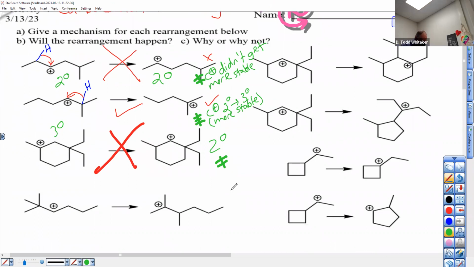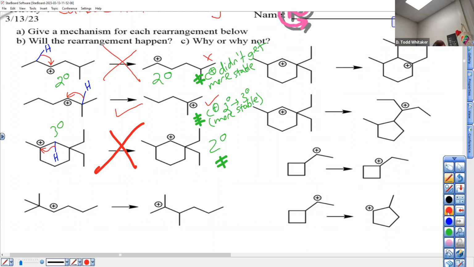Oh, what moves in the next one down? It's not an H, is it? Yeah. We're supposed to show the mechanism even though it doesn't happen yet. Sorry about that. I've got to read my own writing better. We're supposed to show it even though it doesn't happen. That would be the only way to do it, right? Got to take an H from that CH2.